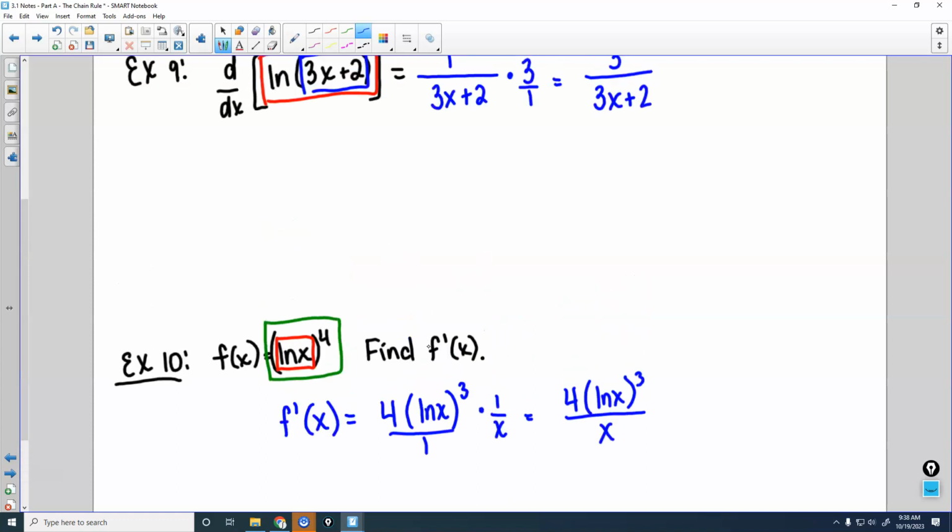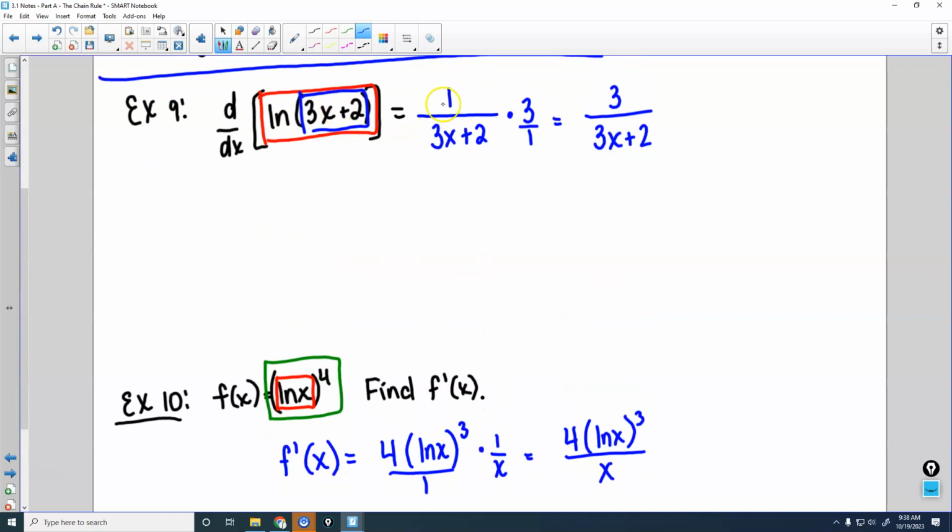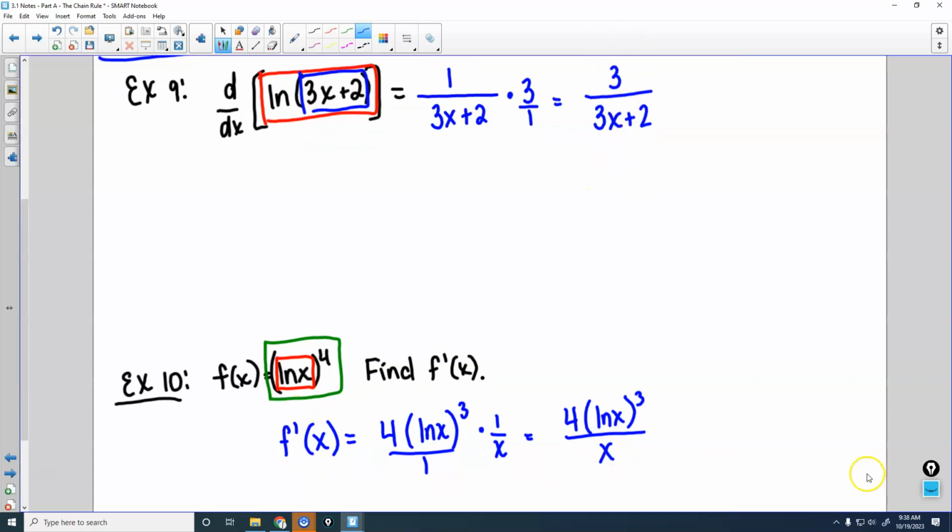You can notice that the first one we did with natural logs did not have a natural log in its answer at all. It's not very obvious that it was a natural log when you look at it. But now number 10 does have that natural log still in the problem because it was the inside of that.